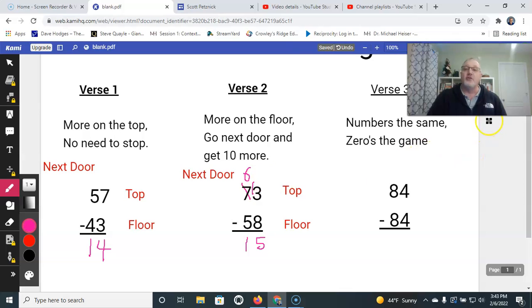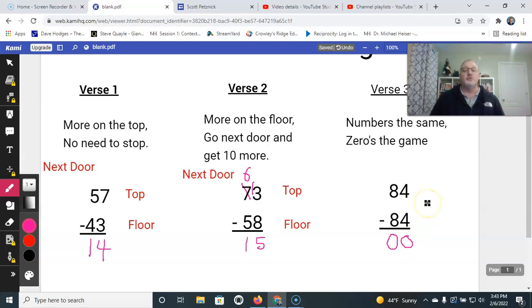Okay. Now the third verse here is numbers the same, zeros the game. So when I'm subtracting and I have 2 identical numbers, 4 minus 4, that's a 0. And when I have 8 minus 8, again, numbers the same, zeros the game.